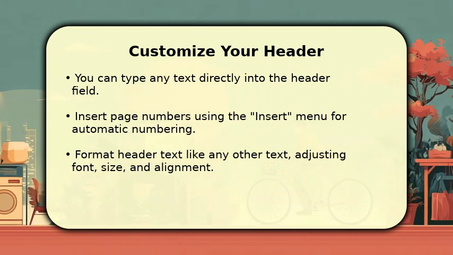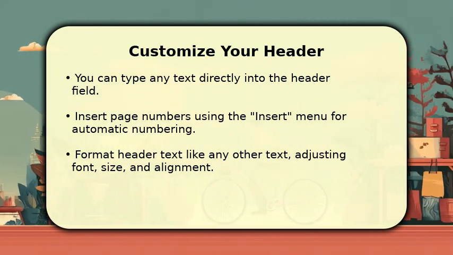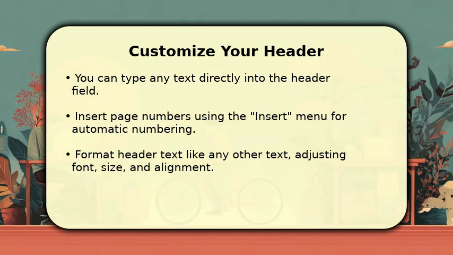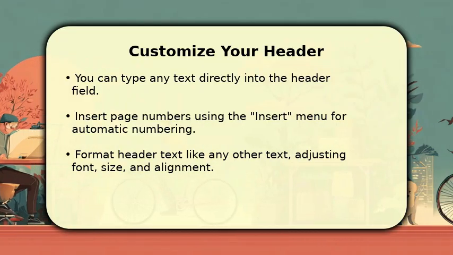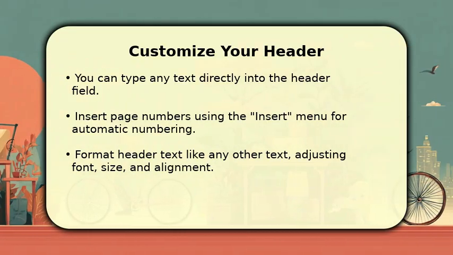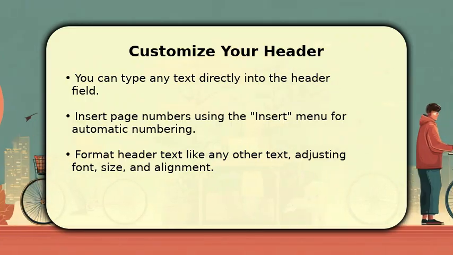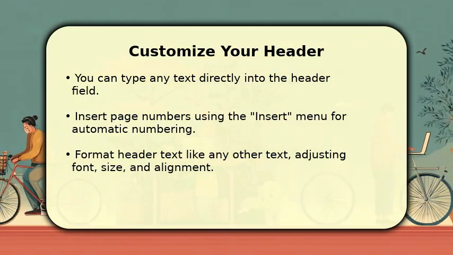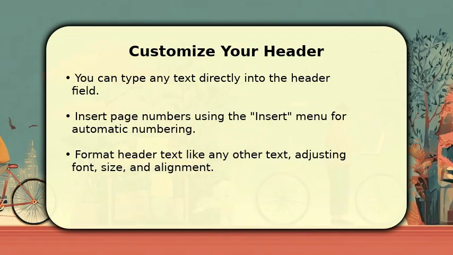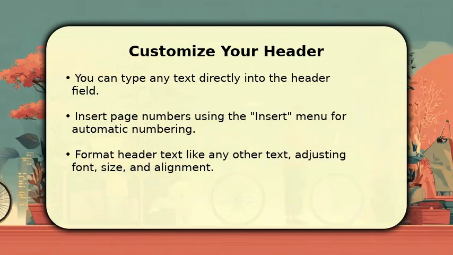To add automatic page numbers, go to the Insert menu at the top, select Page Numbers, and choose your preferred style. You can easily format this text, just like regular body text, by changing its font, size, or color, and adjusting its alignment to left, center, or right. This gives you full control over its appearance.